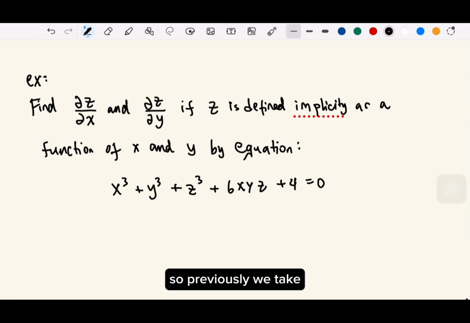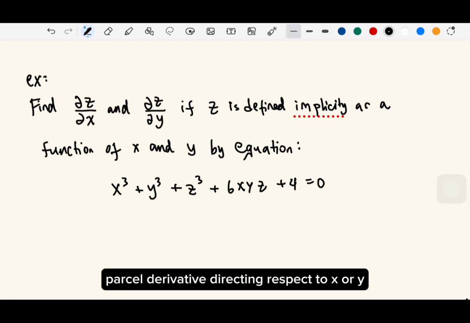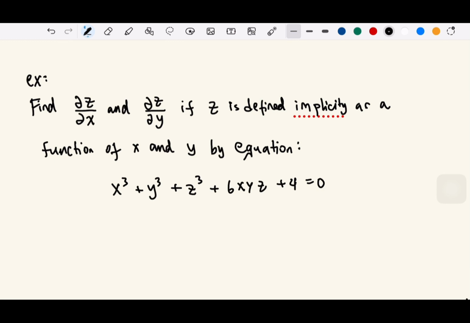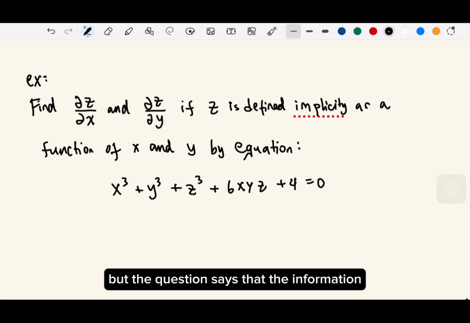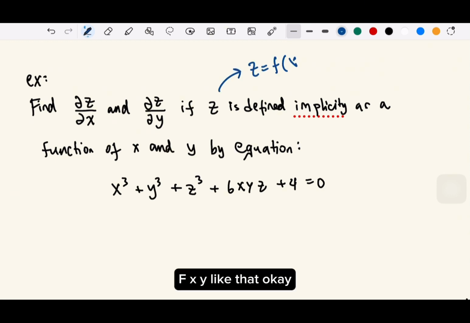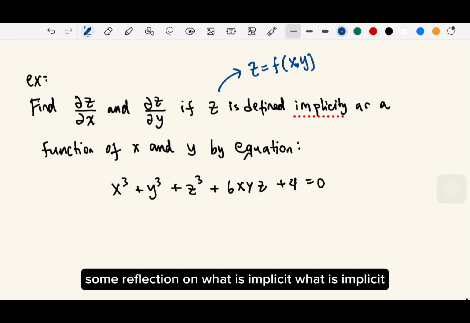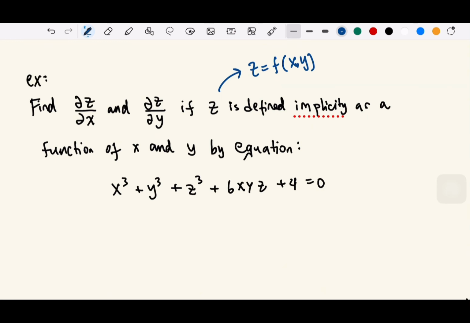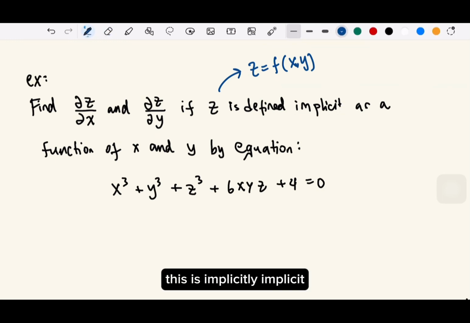So previously, we took partial derivatives directly with respect to x or y. But if we are given the whole equation like this, and we have not only x, y, but also z, the question says that z can be defined implicitly as a function of x, y. Okay. So we can write this as z equals f of x, y like that. Maybe to give you some reflection, what is implicit? This is implicit.